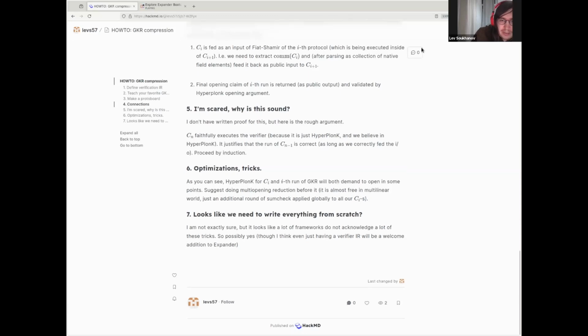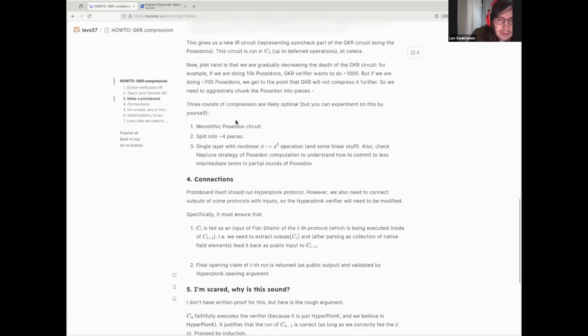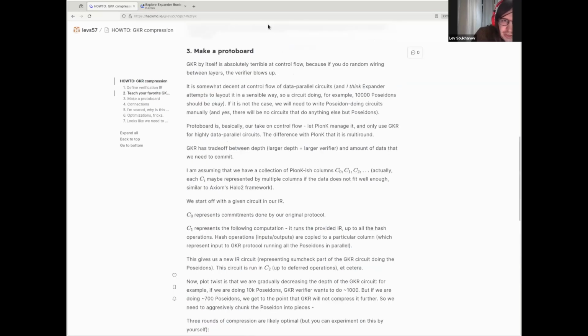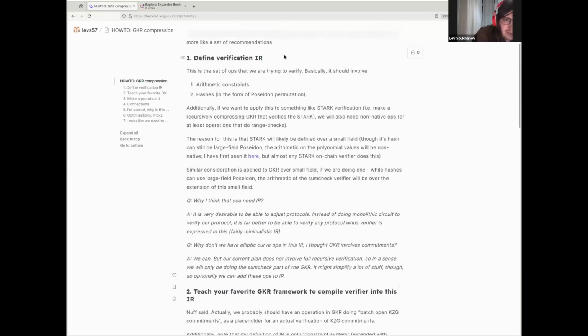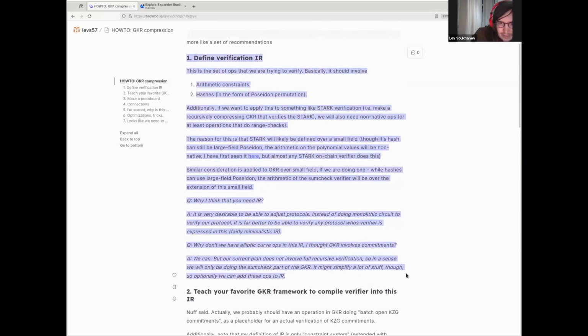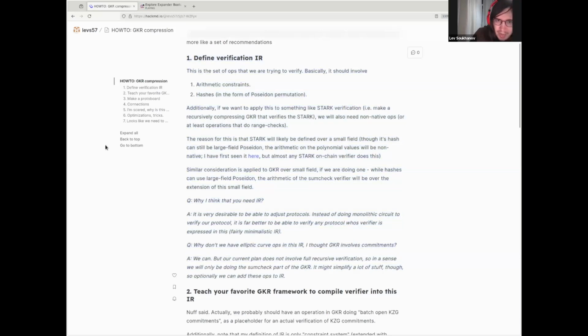So yeah, and this is roughly my suggestion. Even parts of the suggestion I think are important. For example, having a verification IR is important for any effort of doing recursive stuff, even if you're not planning to do this particular kind of recursive stuff. Just having an IR for verifiers is very important.